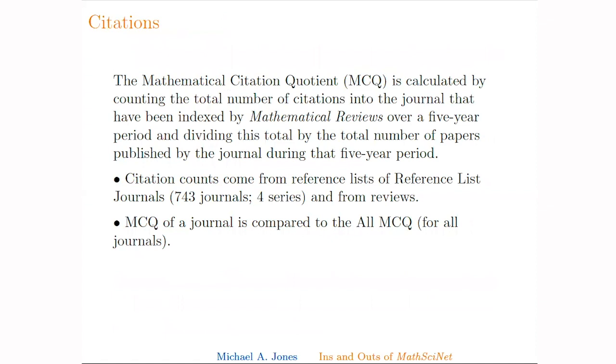I did mention citations, and we use something called the Mathematical Citation Quotient, or MCQ. It's just a ratio. It's a count of the total number of citations to the journal that have been indexed by Mathematical Reviews over a 5-year period. Those citations come from these reference list journals, and we'll talk a little more about those later. There are 743 journals and 4 series currently, and we increase that every year. We compare that to what's called the All MCQ, which does the same thing for all journals, just to get an idea of how well cited a journal is. This is comparable to things like impact factors that some of the journals will tout.